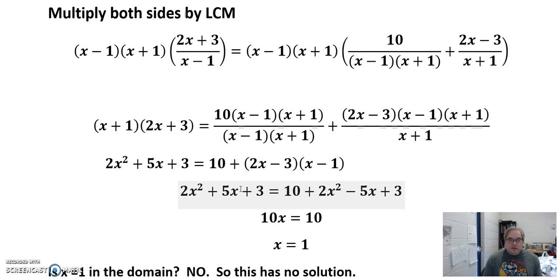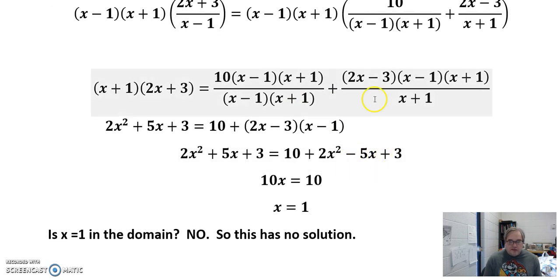So go back, run this again, pause it, work through it, and see if you understand why I'm doing what I'm doing. So there's a purpose to all this. That is to get the fractions gone, get the value, go check the value in your domain. If it's not in the domain, there's no solution.